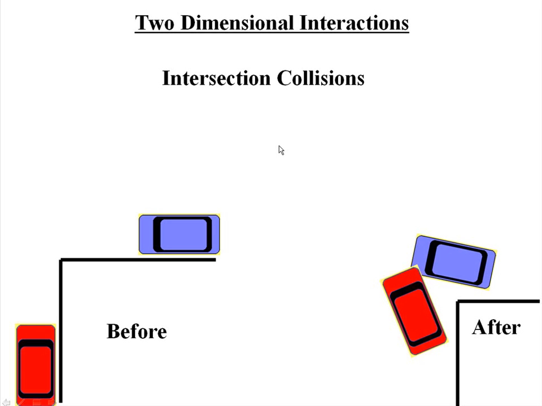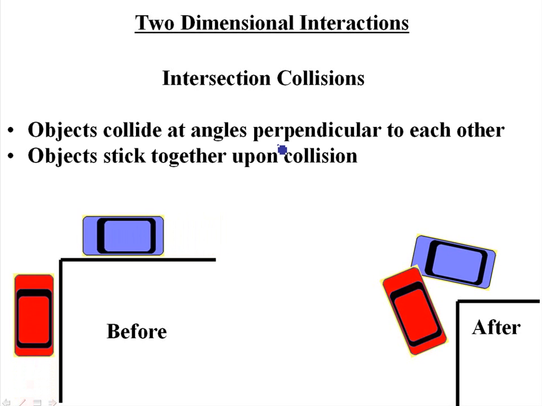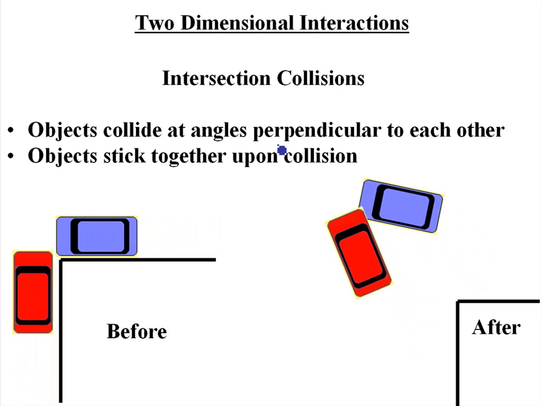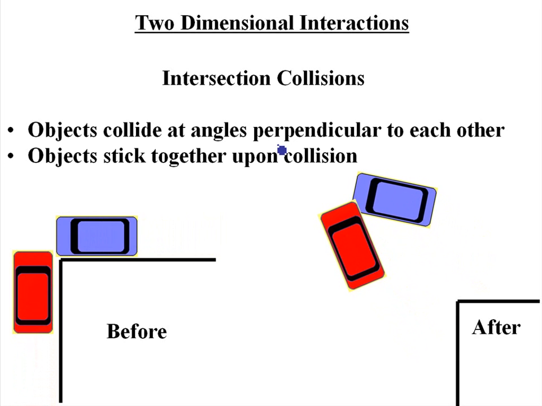And basically what you need to remember when you look at this type of collision is objects collide at angles perpendicular to each other. In most of the cases here, like you saw in the before picture and then in the after picture, they tend to stick and move together as one after the collision. So you'll deal with a combined mass in a lot of these cases, moving off at some angle. That's a typical type of intersection collision.